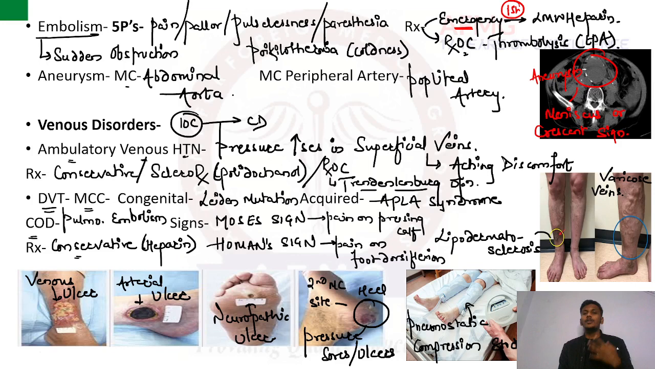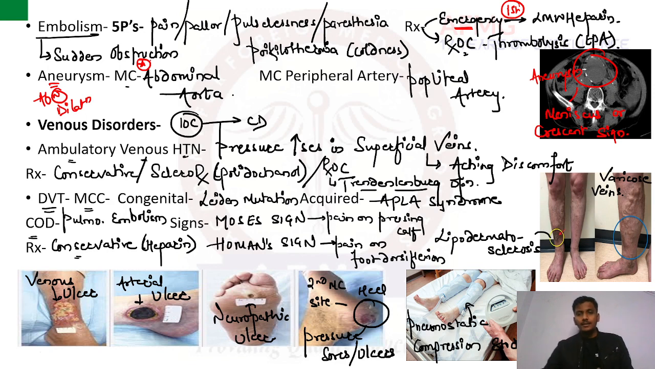Now if I talk about aneurysm, what do we mean by aneurysm, guys? Please remember, aneurysm is nothing but an abnormal dilatation of a vessel wall. This was a question which has been asked: the most common site of aneurysm would be the abdominal aorta. So the most common vessel affected with aneurysm is the abdominal aorta.